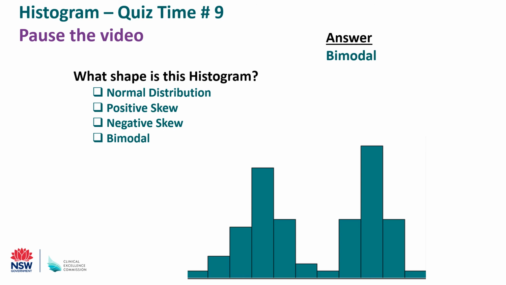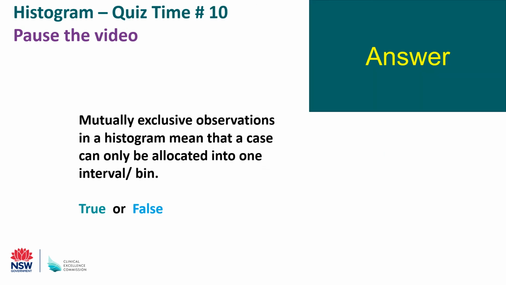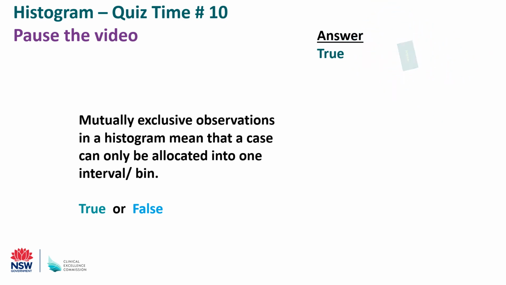Quiz number 10. The question is, mutually exclusive observations in a histogram means that a case can only be allocated into one interval or bin. Is this true or false? Pause the video if you'd like to study this question again. And the answer is true.